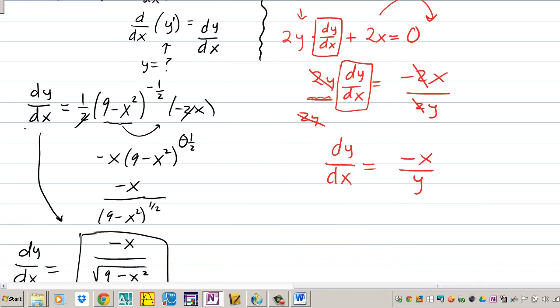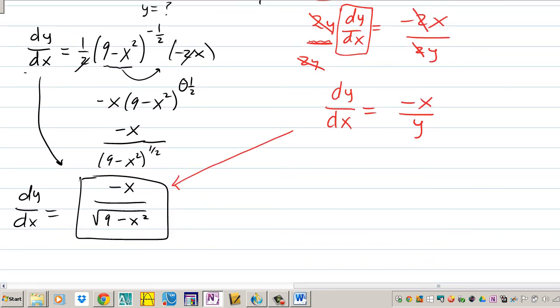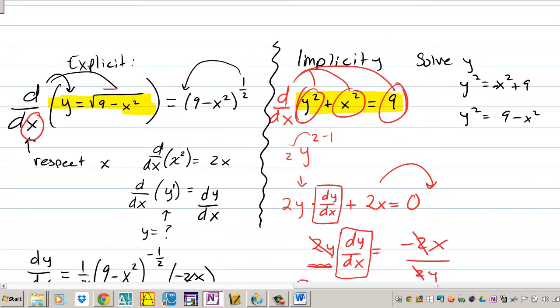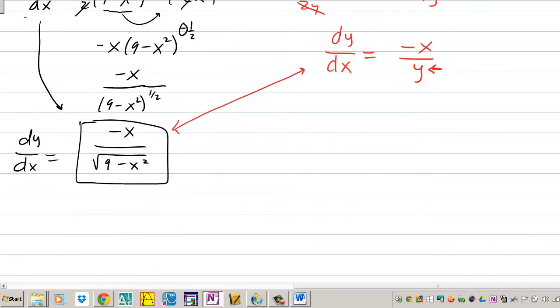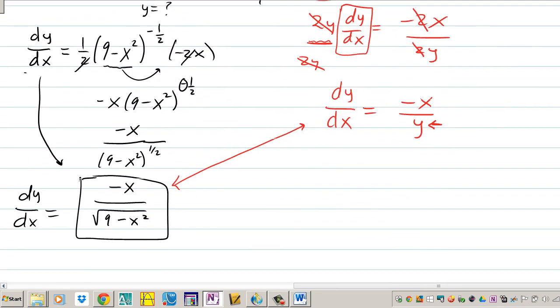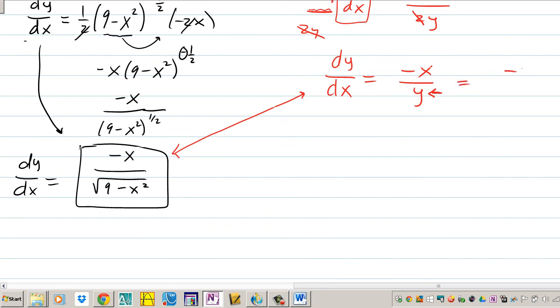So then you're probably asking, well, sir, this derivative and that derivative don't match. Well, sure they do. We already established that y is the same thing as this, because we had already established that this equation is the same thing as this other equation. So making a substitution, y is the square root of 9 minus x squared, and the derivative is negative x over the square root of 9 minus x squared.